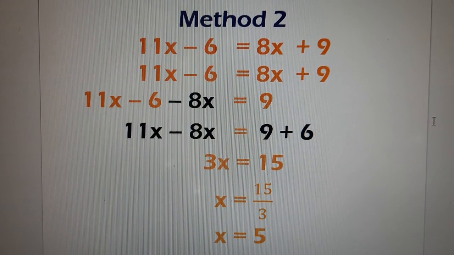It is clear that now you know how to solve linear equations with variables on both sides of the equation.